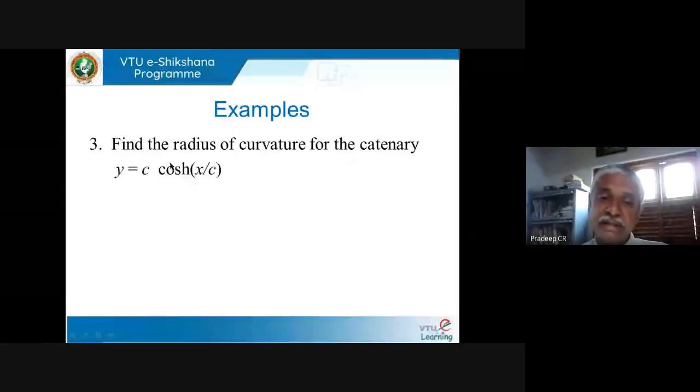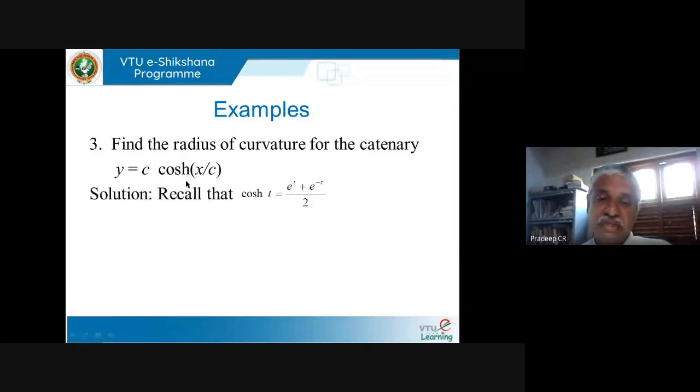Find the radius of curvature for the catenary y is equal to c cos hyperbolic x by c. So we know what this is. Some of you are maybe seeing it for the first time, so I am giving you a very brief introduction to what the hyperbolic cos is. This is written cosh; some people pronounce it that way, but the correct thing to say is hyperbolic cos.